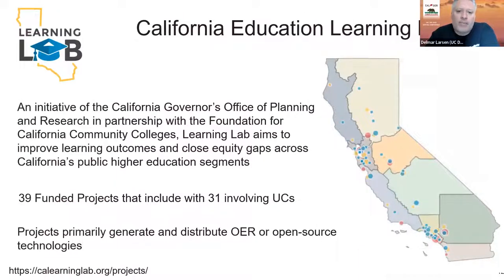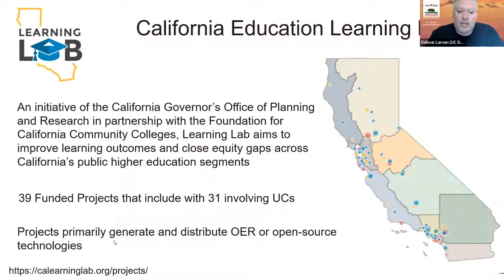The California Education Learning Lab is funded by the Governor's Office of Planning and Research. They operate in conjunction with the Foundation for the California Community Colleges to distribute funds to support learning outcomes, predominantly in STEM fields. But the point is that the content they create, whether it's a technology, a project, or a curricular effort, is OER or openly licensed material. Of the 39 funded projects they have done in the last few years, 31 of them include UCs. So it's a very valuable resource to pursue OER in the UC system.